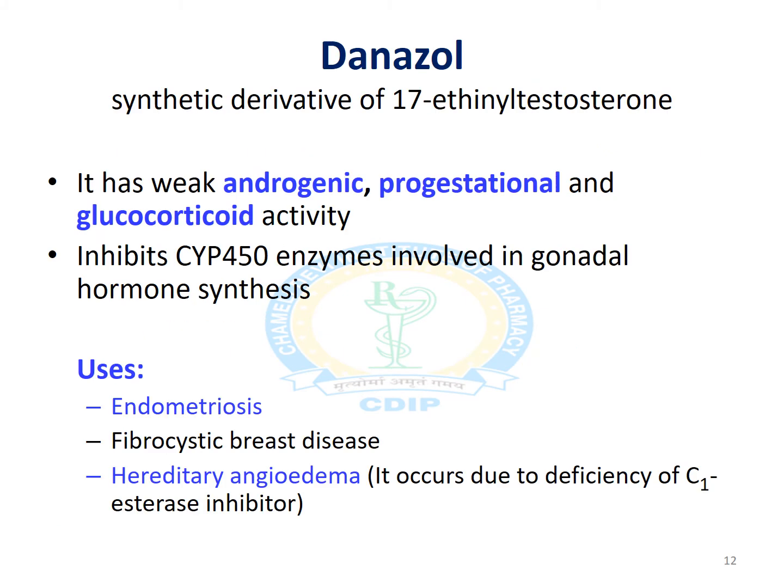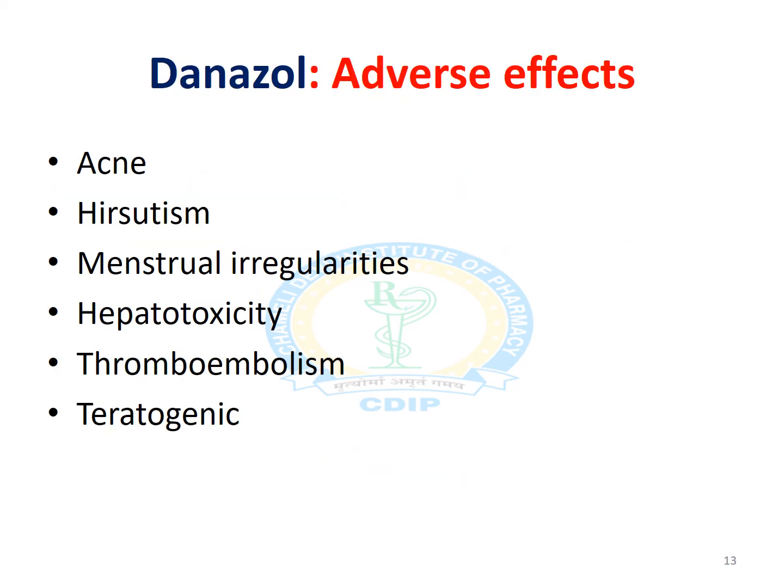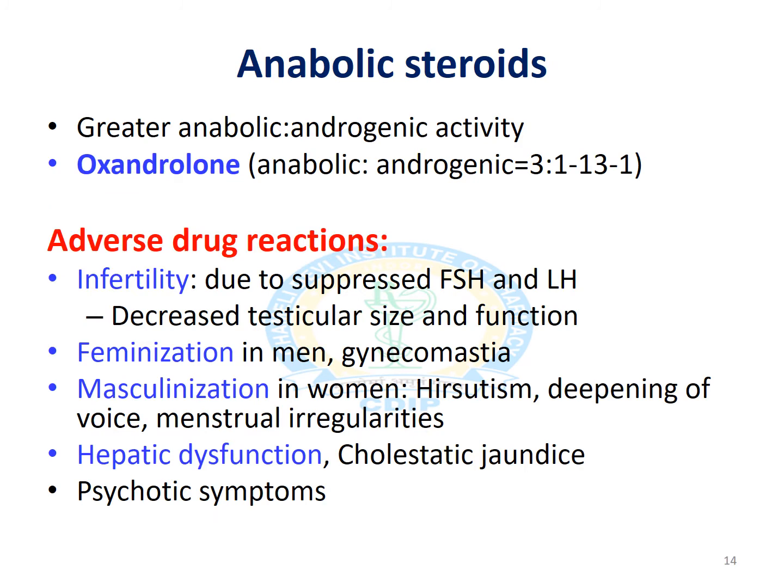Danazol is a synthetic derivative of 17-ethinyl testosterone, and it has weak androgenic, progestational, and glucocorticoid activity. However, it inhibits the cytochrome P450 enzyme, which is responsible for the synthesis of gonadal hormones. It is used in endometriosis, breast diseases, and angioedema-like conditions. The adverse effects include acne, hirsutism, menstrual irregularities, hepatotoxicity, thromboembolism, and it is teratogenic to the fetus. Not safe in pregnant women.